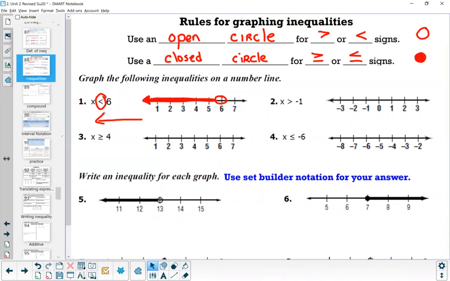Let's take a look at number 2. Number 2 says x is greater than -1. So we want to put an open circle at -1. And since it's greater, we're going to shade up the number line. So again, if you want to use the trick that I said, looking at the symbol, which is greater than, think of that as like an arrow pointing up the number line.